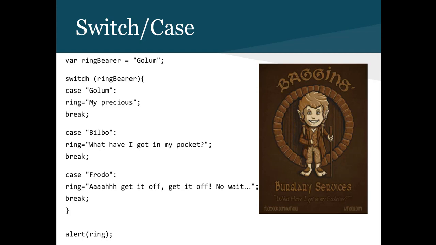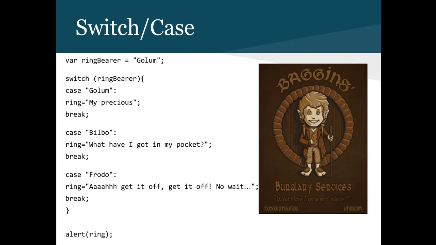So we can say, hey, what is the current value of ring bearer? We're going to check. So here we're just checking to see what is the value of ring bearer. So it takes the word ring bearer, takes the variable ring bearer, and says, what is the value of ring bearer? That's why it uses this case. So it's almost like doing a if-else statement. If ring bearer is equal to Gollum, then we're going to assign the value of my precious to the variable ring. If it's Bilbo, then we'd assign what have I got in my pocket. And Frodo, get it off.